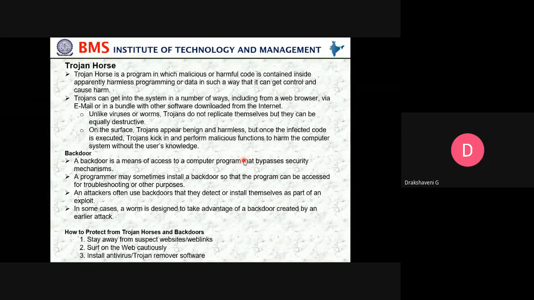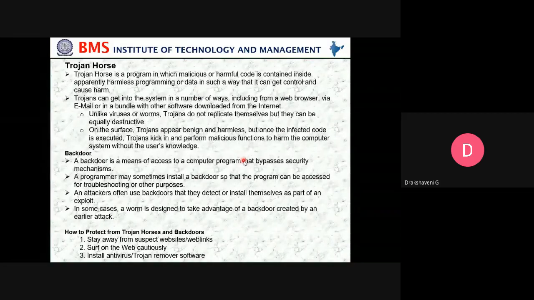What is a backdoor? A backdoor is a means of access to a computer program that bypasses security mechanisms. A programmer may sometimes install a backdoor so that the program can be accessed for troubleshooting or other purposes. An attacker often chooses backdoors that they detect or install themselves as part of an exploit. In some cases, a worm is designed to take advantage of backdoors created by earlier attacks.